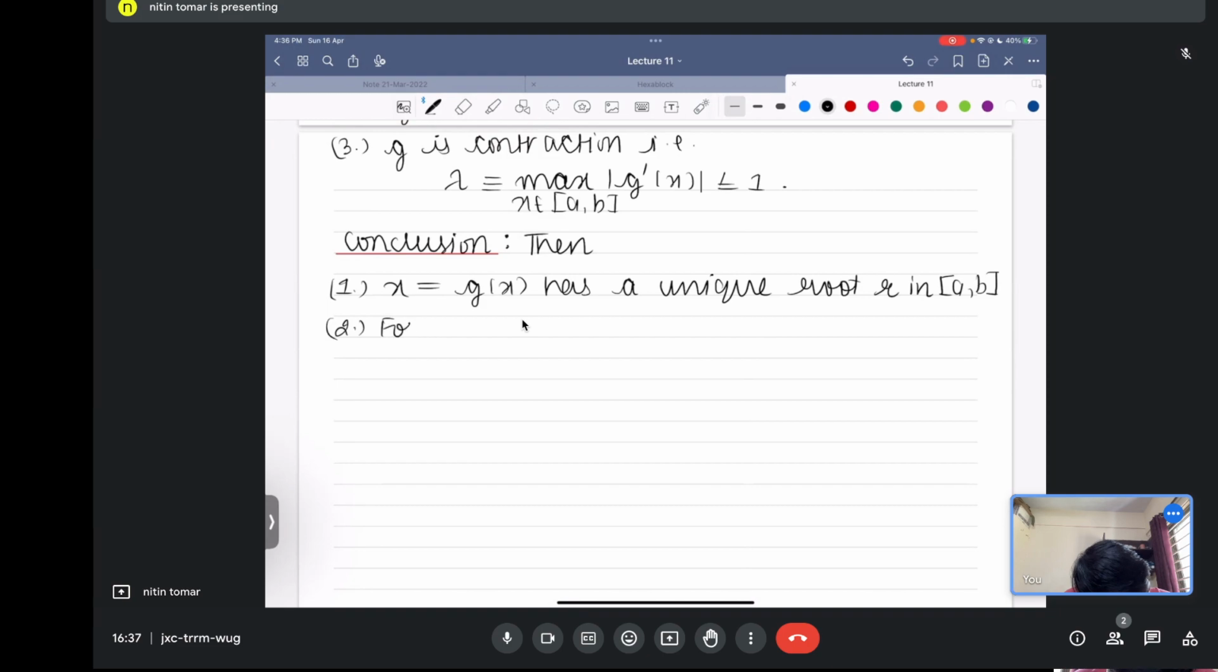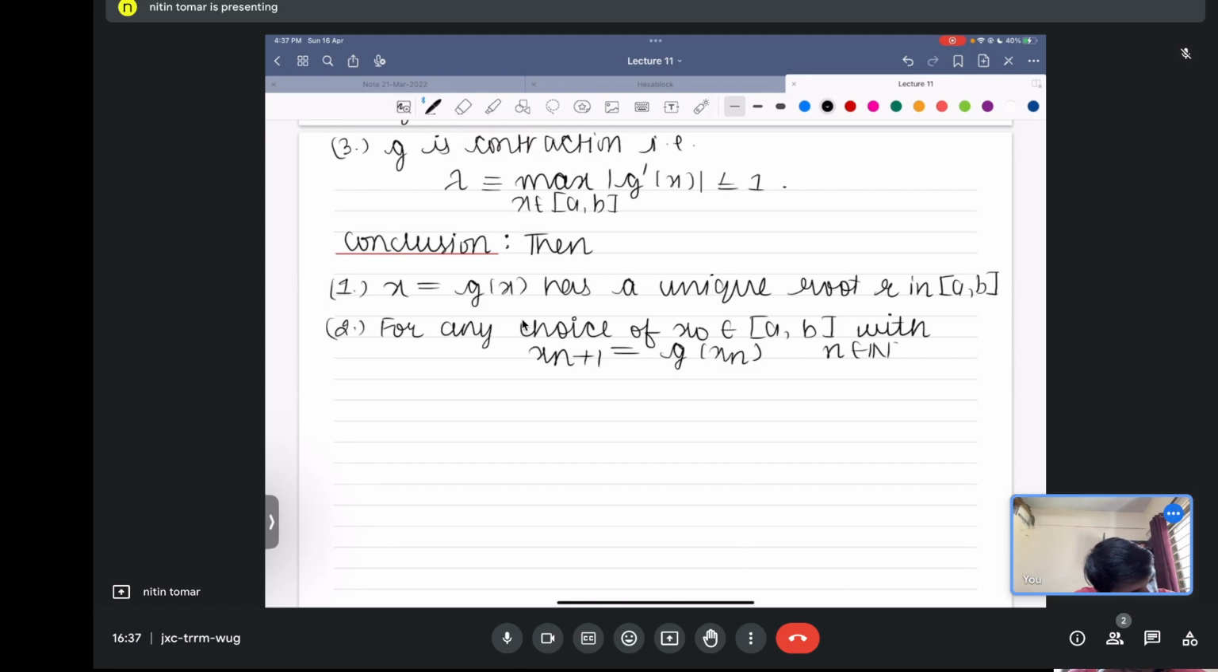Second, for any choice of x naught in [a, b], with x_{n+1} equal to g of x_n, where obviously n belongs to the natural numbers, we have that the limit of x_n actually converges to R.